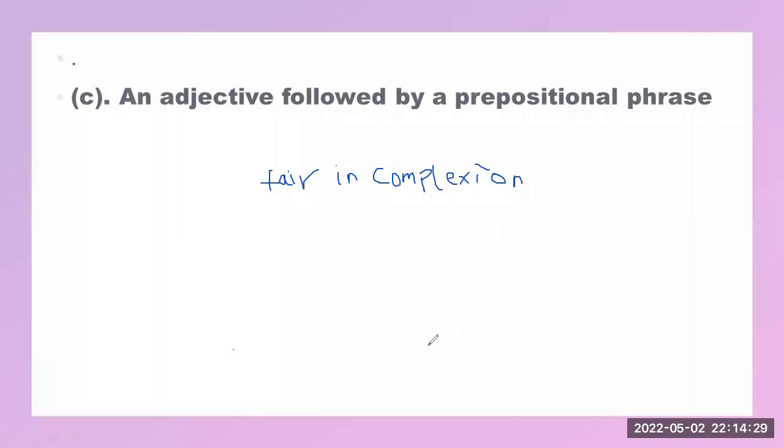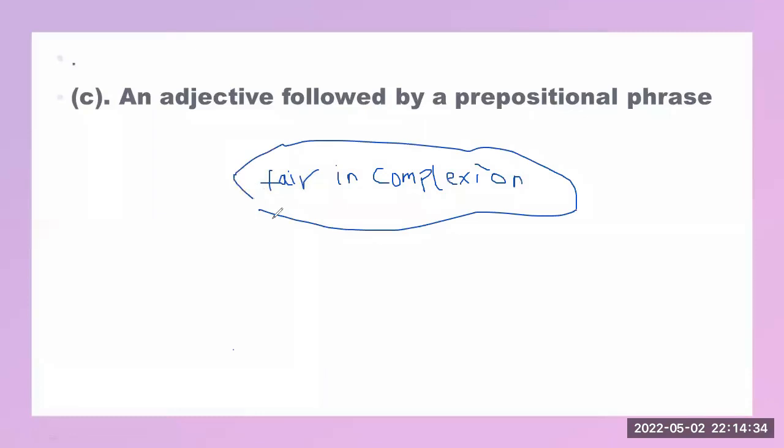All right, fair in complexion. So this together will form an adjective phrase. If you say that Susan is fair in complexion, then you are telling us the type of person Susan is. And so this group of words describes Susan, thereby doing the work of an adjective. And because it is a group of words, it is a phrase. All right. Okay. So that is what it is.